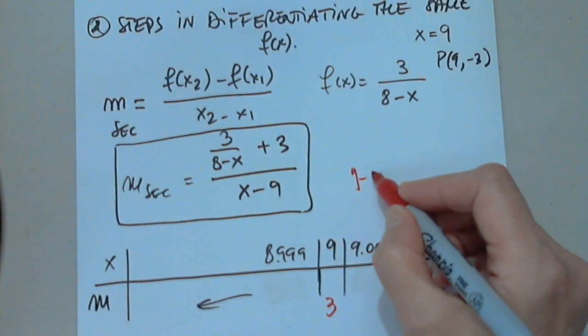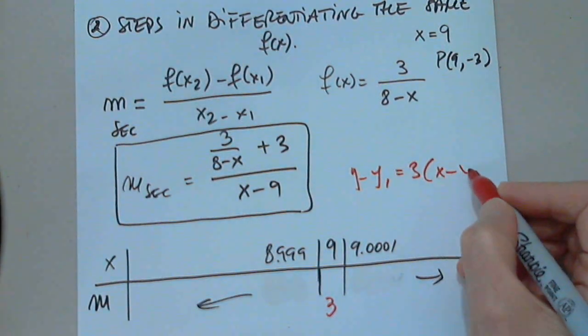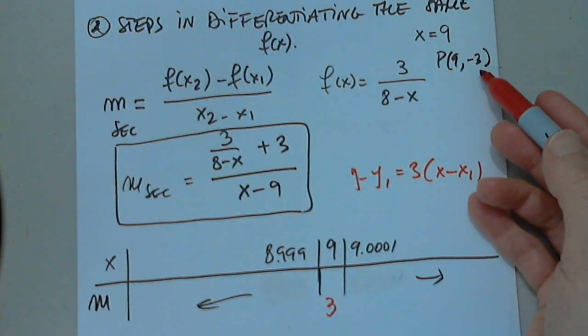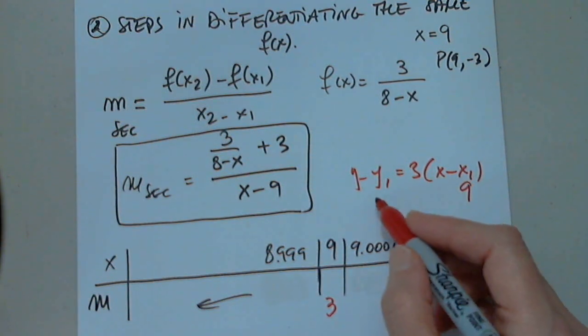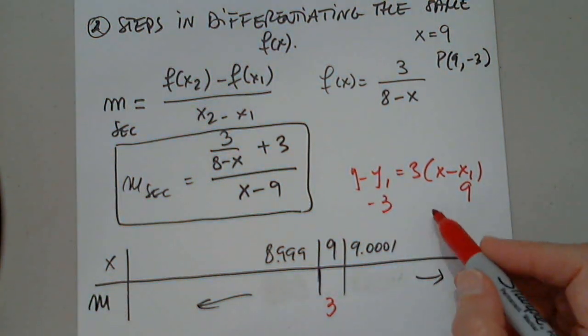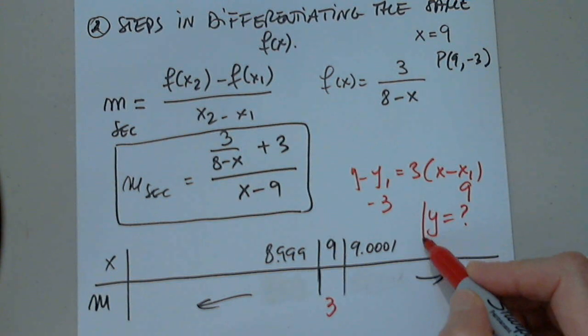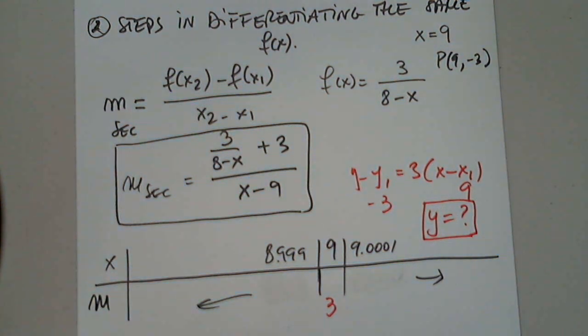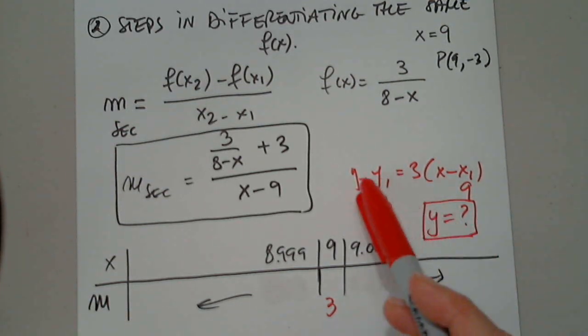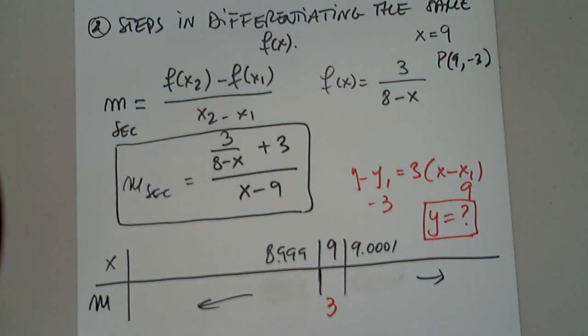And then you have to write y minus y1 equals the slope times x minus x1, where x1 is 9 and y1 is -3. But you have to solve for y. If you did not solve for y, you did not get full credit. The problem is asking us to solve for y and find the equation. This is not good enough. That's all you needed to do.